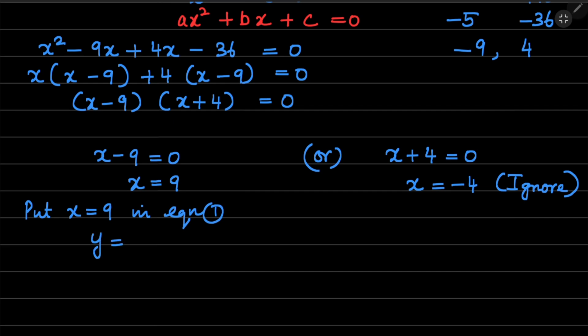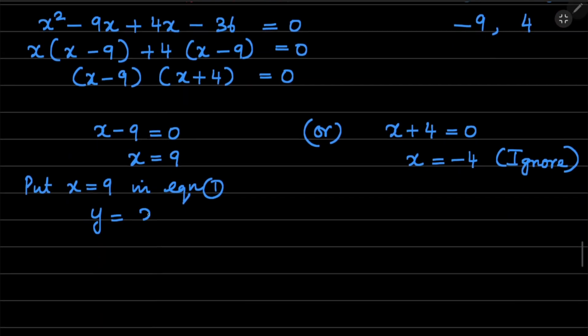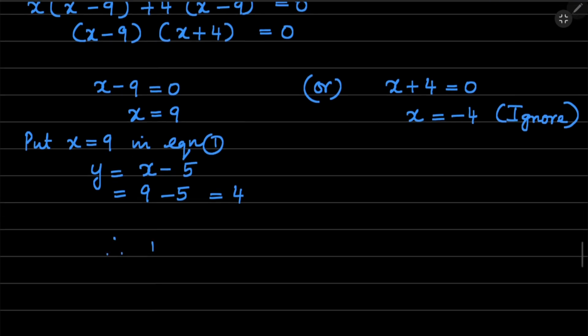So what do you get? Y is equal to x minus 5. So x is nothing but 9 minus 5, which is 4. Right? Therefore, the number so formed is xy, where x is 9 and y is 4. 94 is the correct answer.